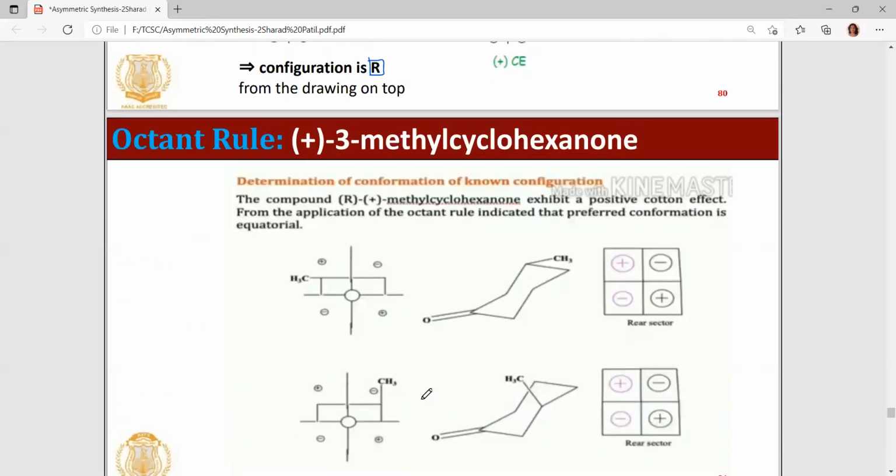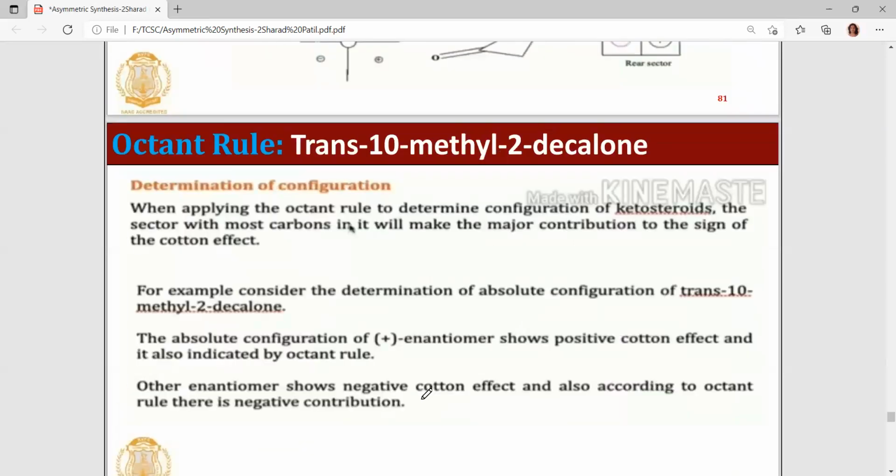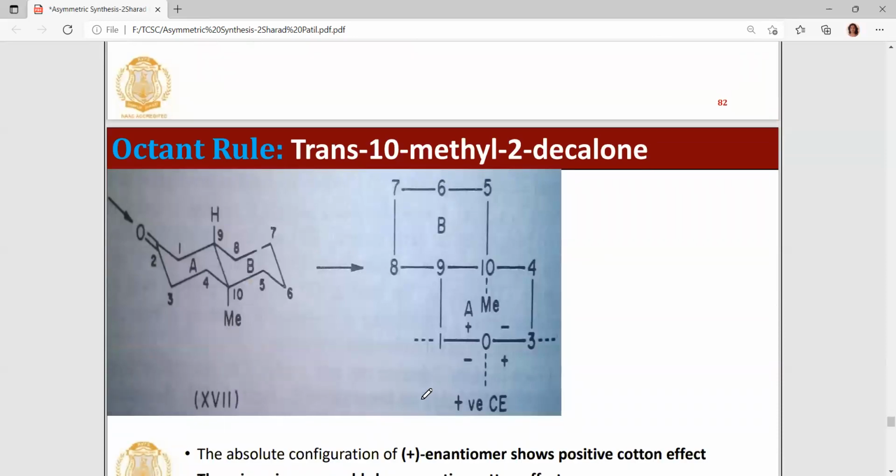The last example we will solve and then we will stop. This is again 3-methylcyclohexanone, the same example. This is trans 10-methyl decalone. Trans 10-methyl decalone. How can we write this down? Yes, decalone. Here 1, 2, 3, 4, 10. Trans 10-methyl. Here at the 10 position there will be an axial group. So how can we write this down?